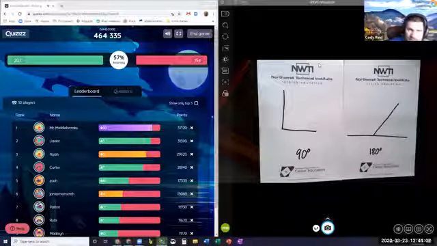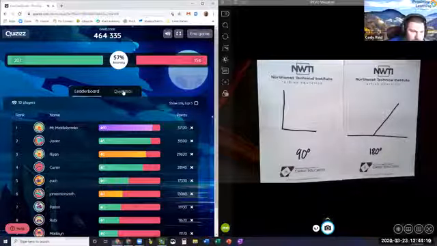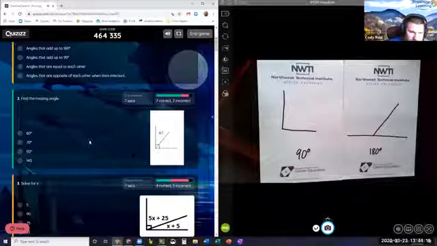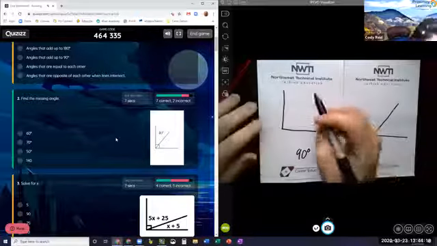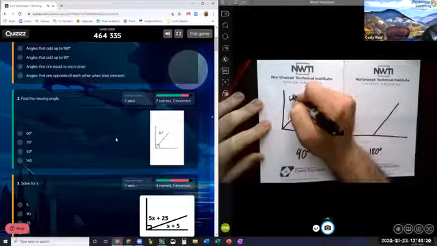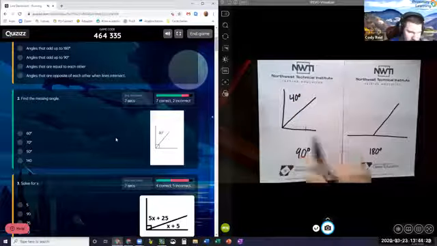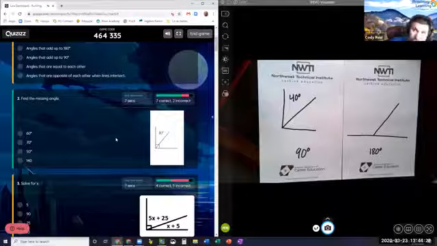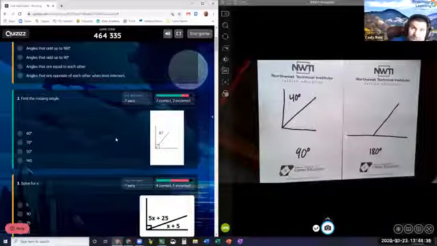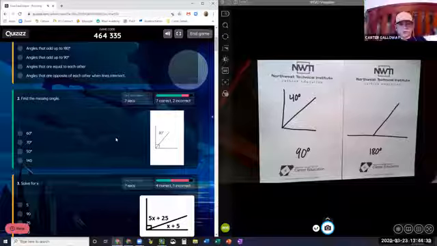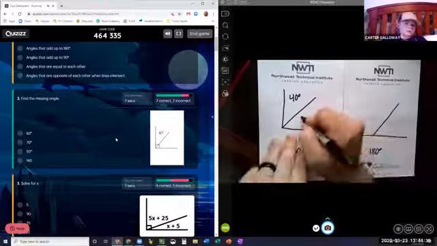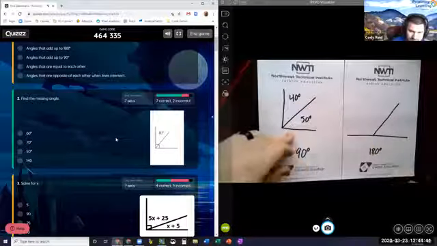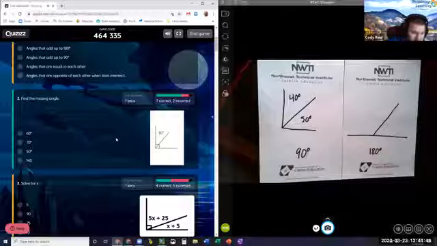So look at some examples for question 2 right here. All right. If one angle's 40 and they both have to add up to 90, what's the second one going to be? 50. Good. Because these two add up to 90, that's what makes them complementary.